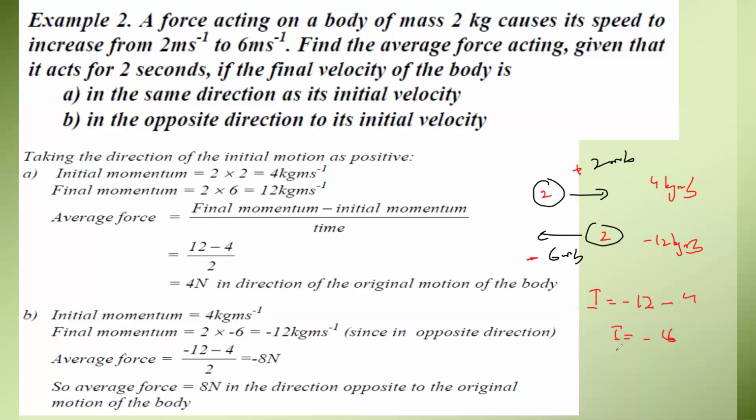And we need the force. So force is impulse divided by time. So impulse is negative 16 and the time is 2, so the force which is acting is negative 8. What is the negative 8 representing? Negative 8 represents that the force is opposite to the direction of the motion, like if an object is moving towards the right, the force is in the opposite direction.